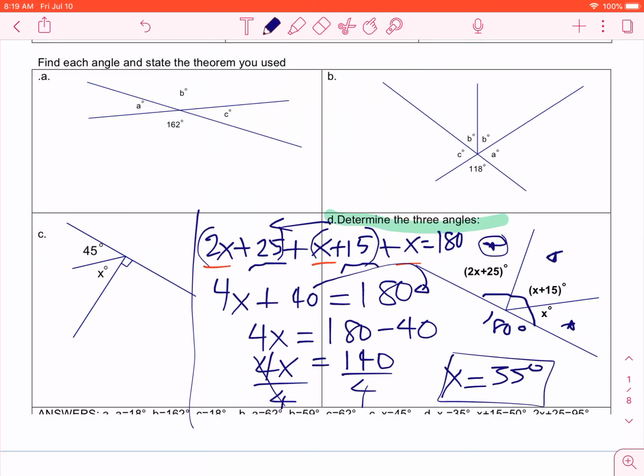Then if I want to find out the three angles, I've got to use that knowledge. So x is equal to 35 degrees. Here it's going to be 35 plus 15, so this angle is going to be equal to 50.